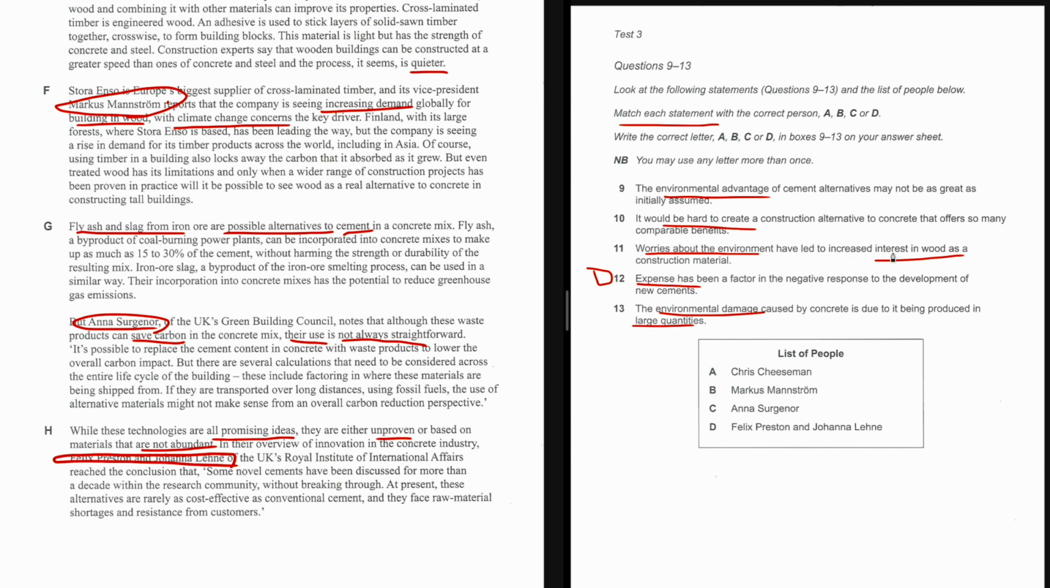Have led to increased interest in wood? No. And cause due to its being good product? No. So far this is the best option we have. So Anna seems to be number 9. Well, did she say anything more? I don't think so. I don't see any more statements from this paragraph.